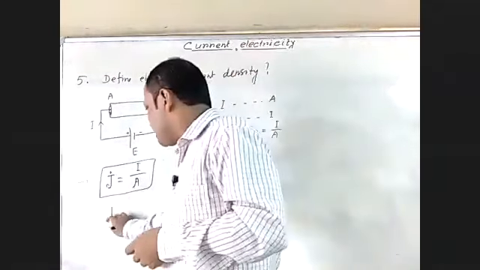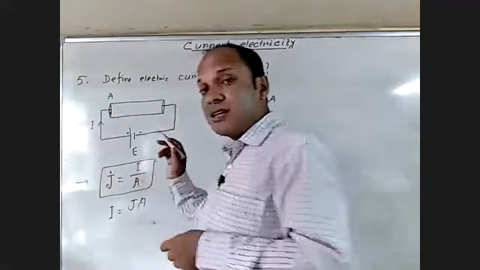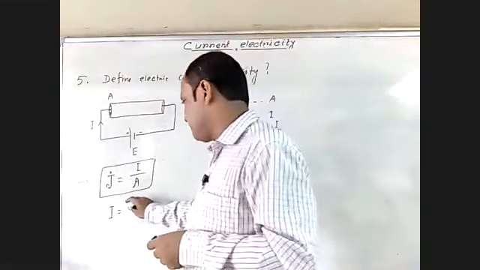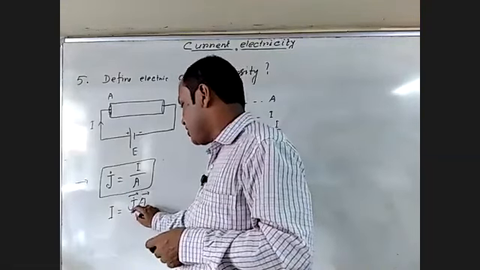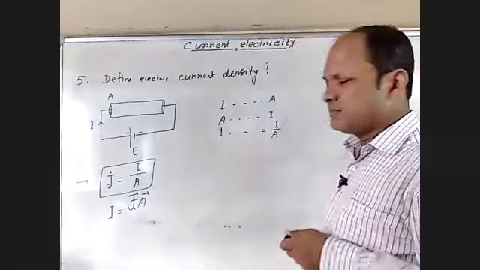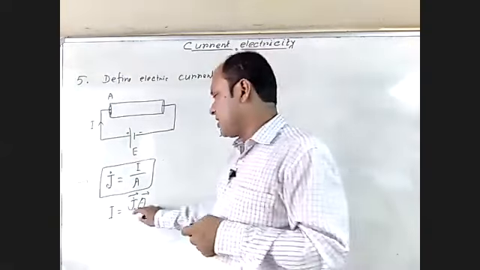Now, this current density can be termed again as J. This current density is a vector quantity. This area of cross section is also a vector quantity. You can also write it that way, as a dot product. The current is the dot product of current density and area of cross section.